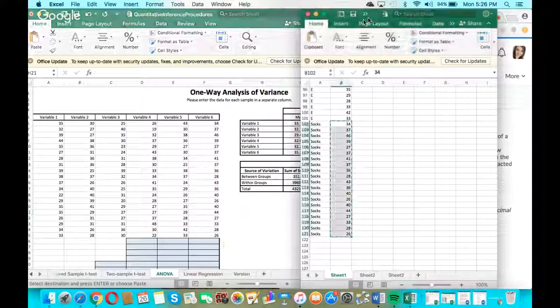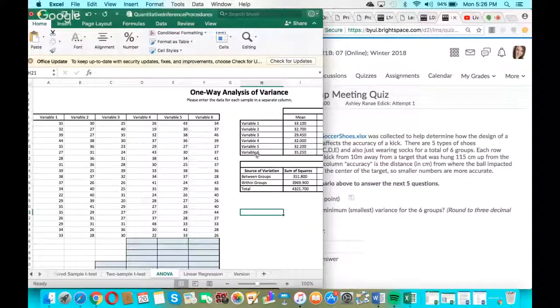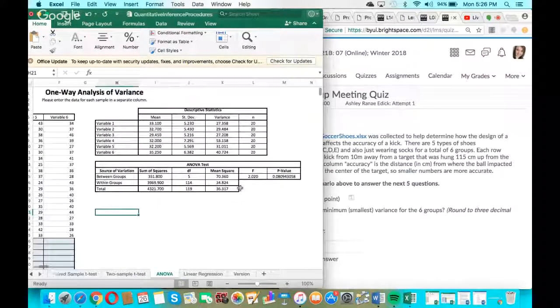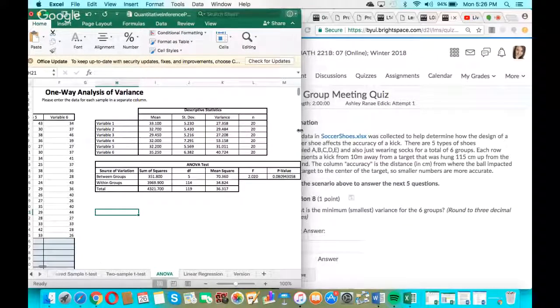Okay, that should be that. Close that out. Okay. So, what was the question? What was the smallest variance for the 6 groups?